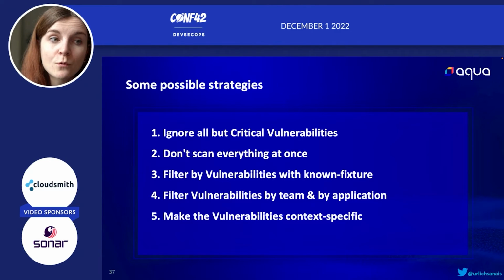Filter by vulnerabilities with a known fix. Trivy allows you, easily with an additional flag, to specify that you only want to see vulnerabilities that already have a fix available. So you could go ahead and do that. Just look at those vulnerabilities first. Then filter vulnerabilities by team and by application. Really make them team and application specific. Give them context. Give them meaning, so that they are not just a line of text saying something is wrong with some resource, right? That's ultimately what you don't want to have. And that's also related to the DevOps engineering blog post, right?